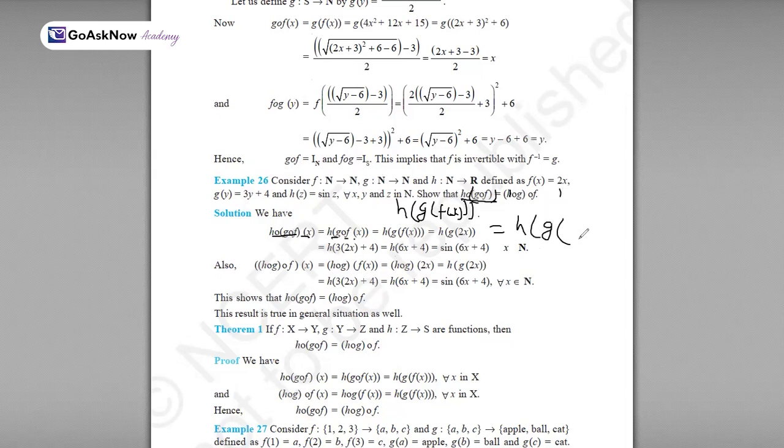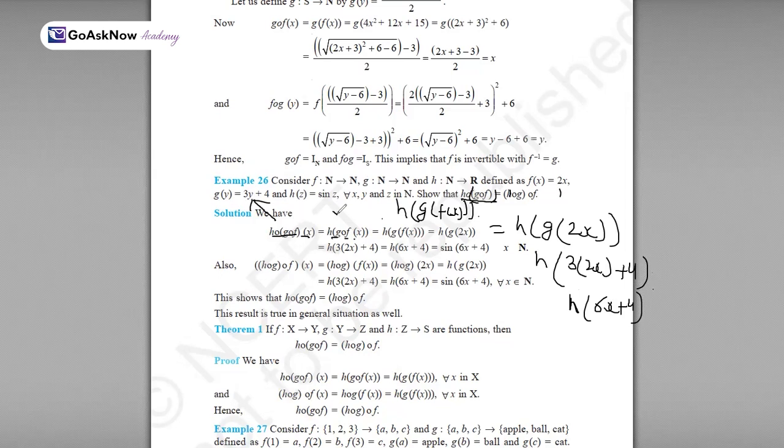f(x) is given as 2x, so it will come inside as 2x. So h of g of 2x is coming here. And when we put 2x inside the g function, what is the g function? The g function is this. So if I put it here, it will come like 3 into 2x plus 4. After simplifying it, what will we get? It will come as h of 6x plus 4.